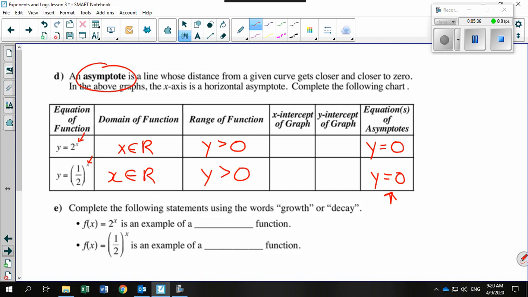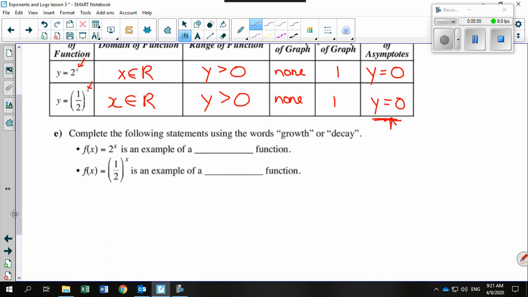When we talk about an x-intercept, well, if y can't equal 0, or y is greater than 0, we know that there are none for our x-intercepts. And for our y-intercepts, we saw that they were both at 1. And those are kind of the basic characteristics that you need to know.